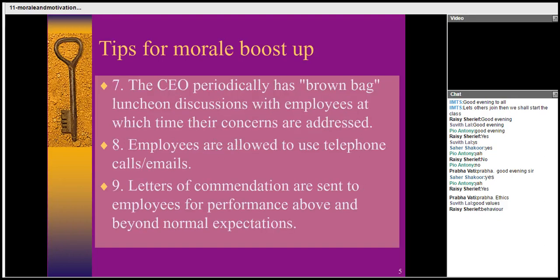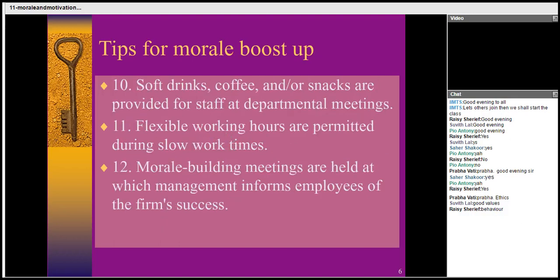The CEO periodically has brown bag luncheon discussions with employees, at which time their concerns are addressed. Employees are allowed to use telephone calls and emails. Letters of commendation are sent to employees for performance above and beyond normal expectations. Soft drinks, coffee, snacks are provided for staff at departmental meetings. Flexible working hours are permitted during slow work times.